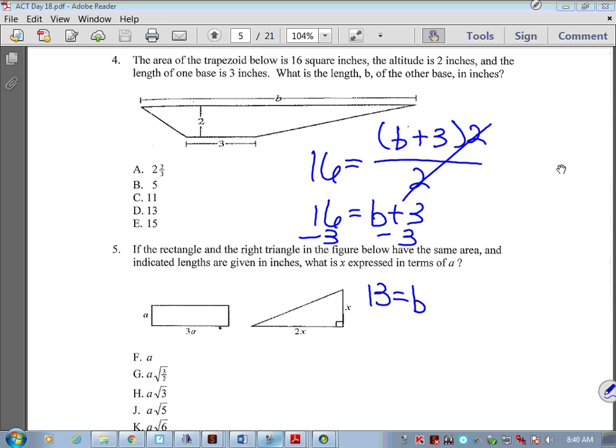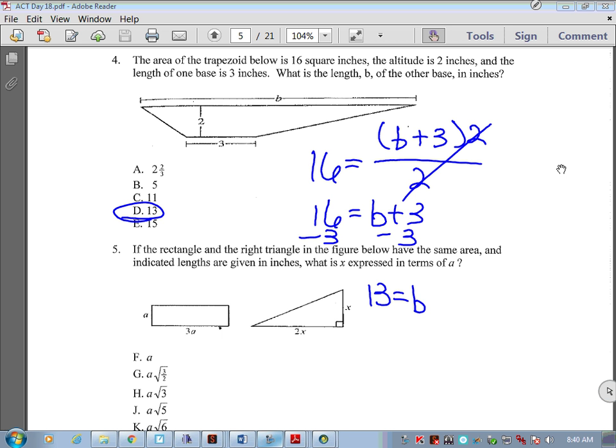What I would do before I moved on, because that's relatively quick to solve, okay, and my answer is this, is that I want to go ahead and plug that back in, all right, and see if I get 16. What's 13 plus 3? 16. 16 times 2 is 32. 32 divided by 2 is 16. That equals my area, right? So 13 does work for the length of the other base.